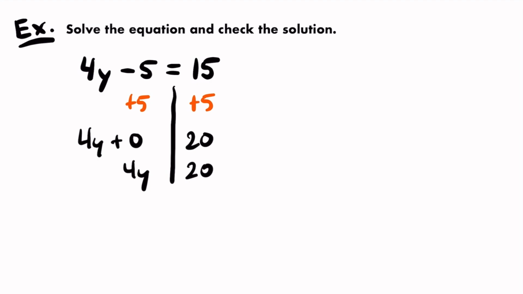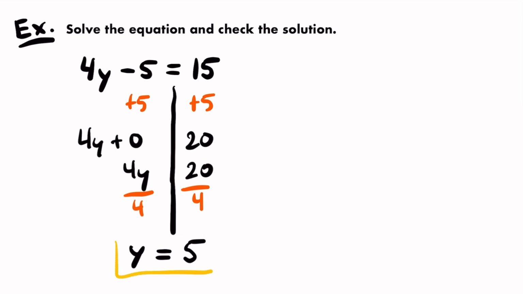To solve for our variable of y, what we need to do is get rid of that coefficient of 4, which we can do by dividing both sides by 4. 4 divided by 4 is 1, so you'll have 1 times y, which just gives you y, and so y will be equal to 20 divided by 4, which is 5.